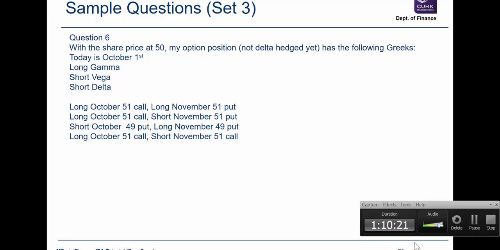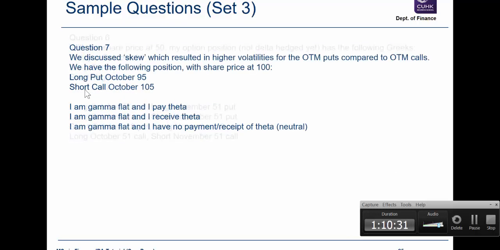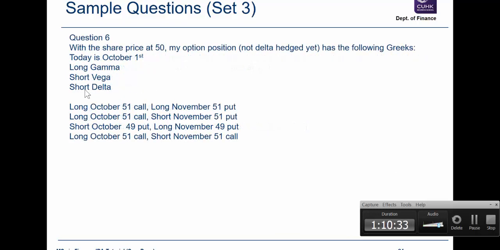So what might be my position? That is the question here, okay? If I'm long gamma, I am short Vega, I'm short delta. What is possibly my position? Am I long a October call, which is slightly out of the money, and long a November put, which is slightly in the money?